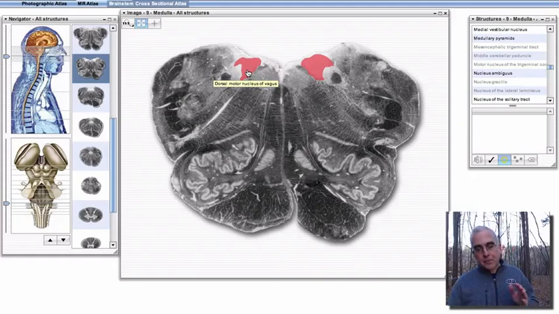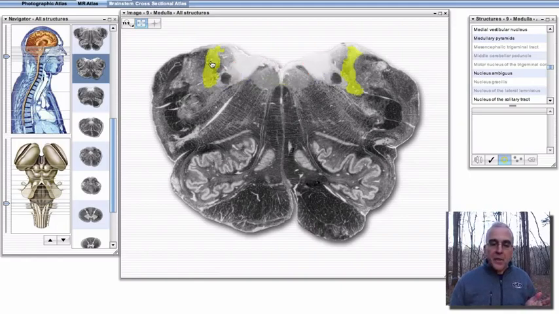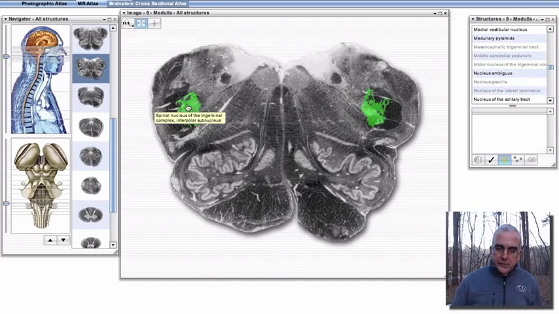So notice again the organization that we have here: somatic motor, visceral motor, visceral sensory, and then we have special sensory and general sensory. Our special sensory at this level are still vestibular nuclei, and then our general sensory is still the spinal trigeminal nucleus and the spinal trigeminal tract.